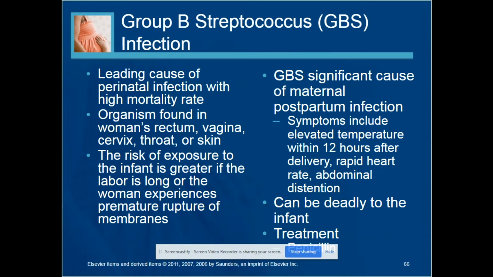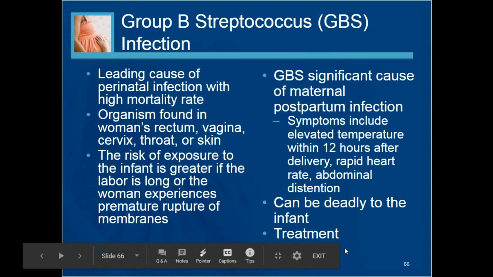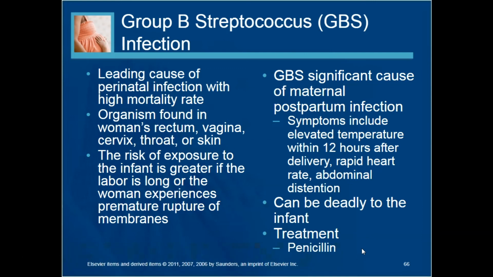Group B Streptococcus is a significant cause of postpartum maternal infection. They usually test for this early and treat it early in the pregnancy. Symptoms of postpartum infection include elevated temperature within 12 hours after delivery, rapid heart rate, abdominal distension. It can be deadly to the infant, and the treatment is as simple as penicillin.